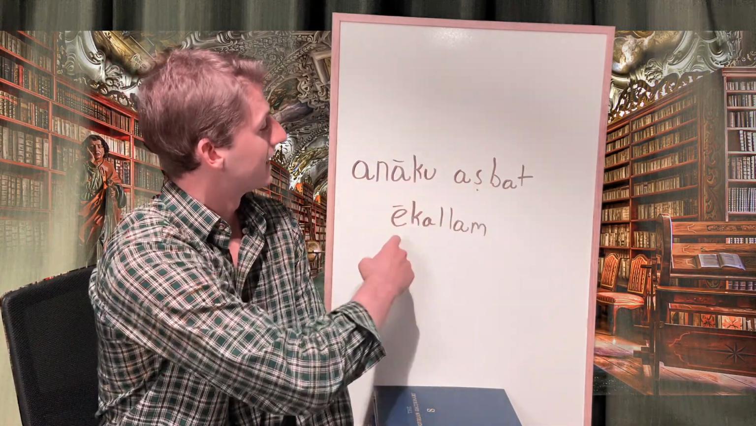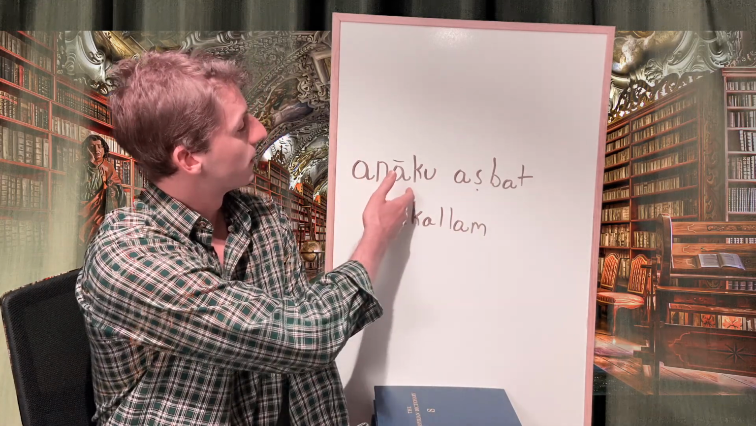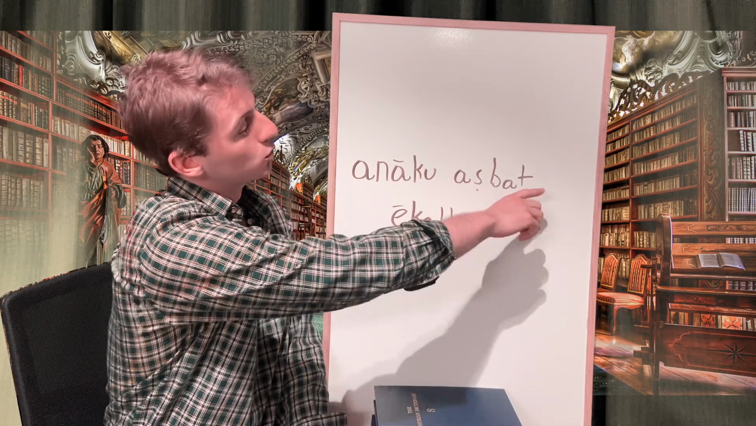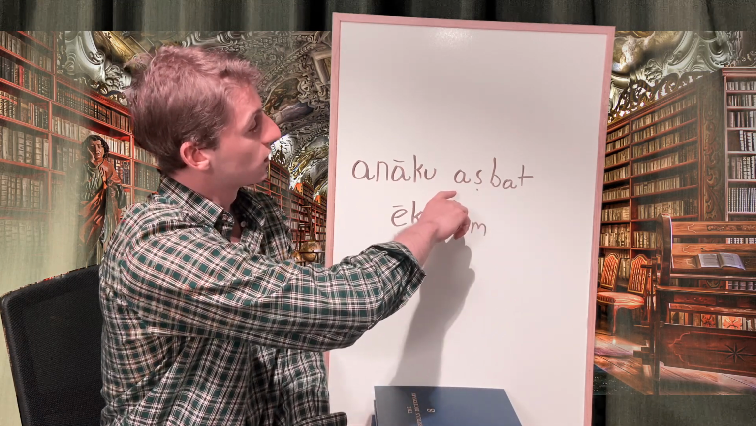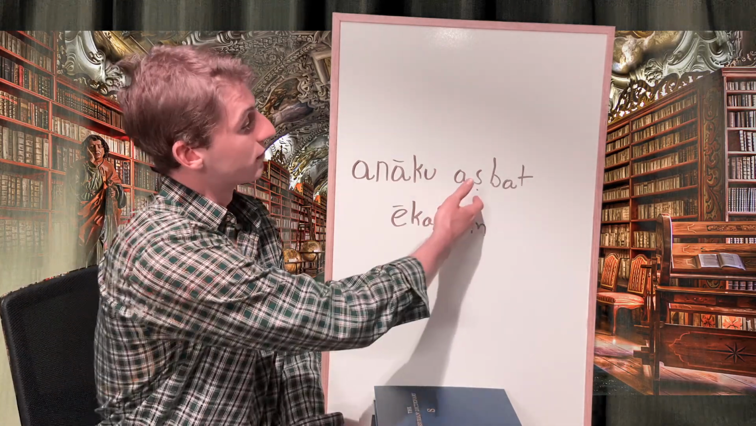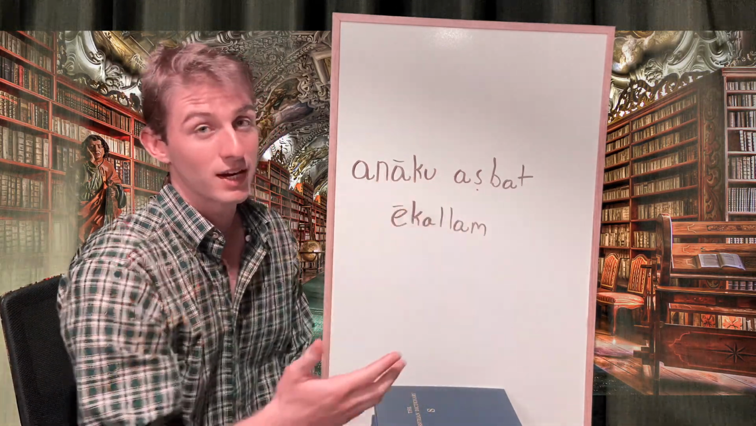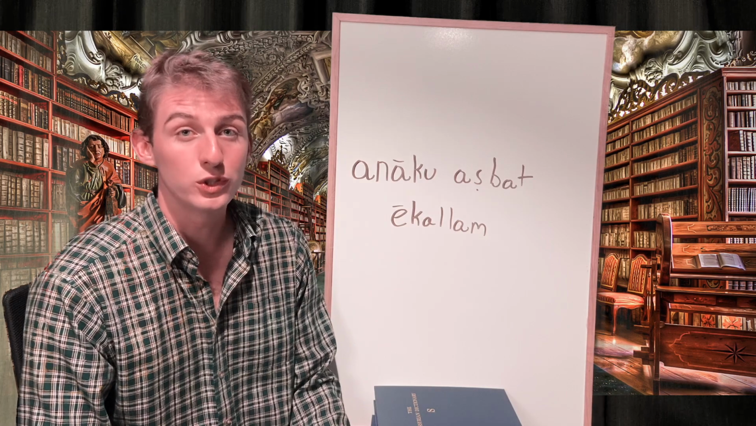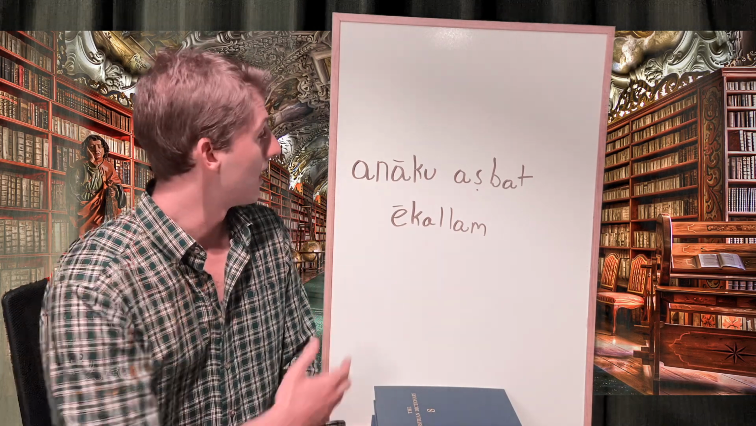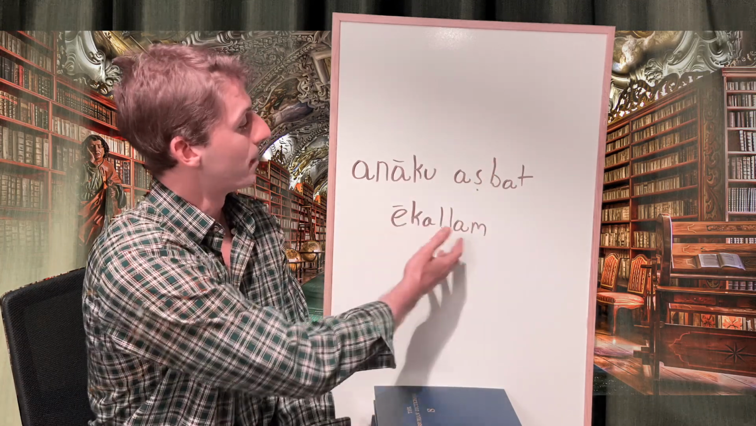Anaku asbat ikallam. So here we have the independent pronoun I, but we also have a verb, sabatum, in the preterite, which also has a prefix, which is the first person common singular. So this verb already contains the subject I. As a result, when we translate this sentence, we would repeat the pronoun, emphasizing the subject. I, myself, seize the palace.